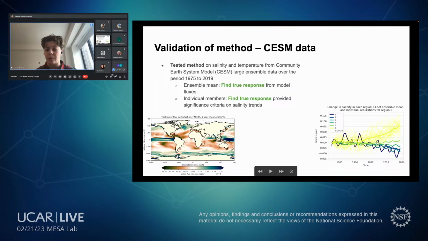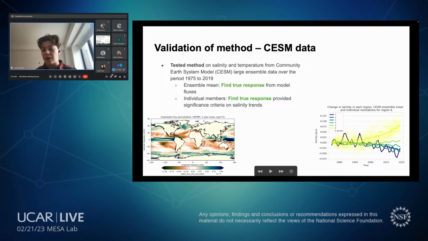We can't take a true ensemble mean. So what I'm showing on the bottom right, in the thick lines, is again the ensemble mean trends in salinity. But around region 6, in the lighter yellow that's hopefully visible, I'm showing the different members that are making up that ensemble mean. And of course, each of those trend lines has individual members making it up, but I'm just showing region 6 for clarity of the plot here.